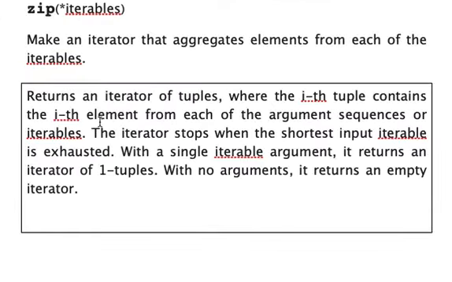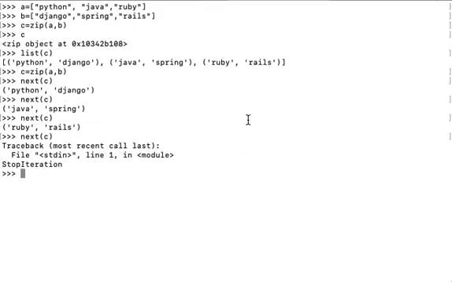So now let's see the elaborated definition here. Returns an iterator of tuples where the ith tuple contains the ith element from each of the argument sequences or iterables. So let's check if we have got, in the ith tuple, the ith element from each of the iterables. Okay, the iterables are A and B. The zeroth element is Python in A and Django in B. In our C, the zeroth element is Python and Django.